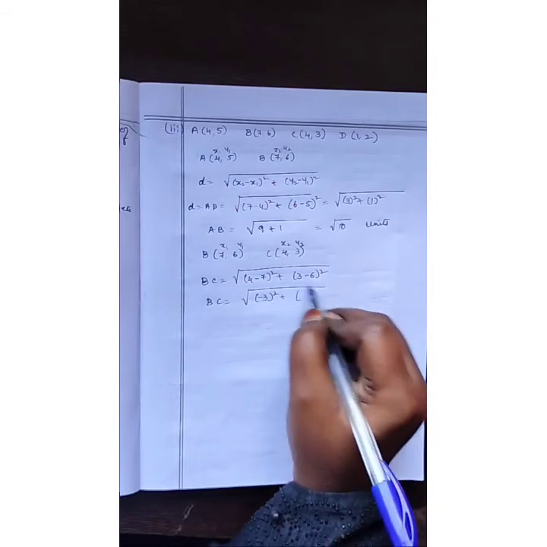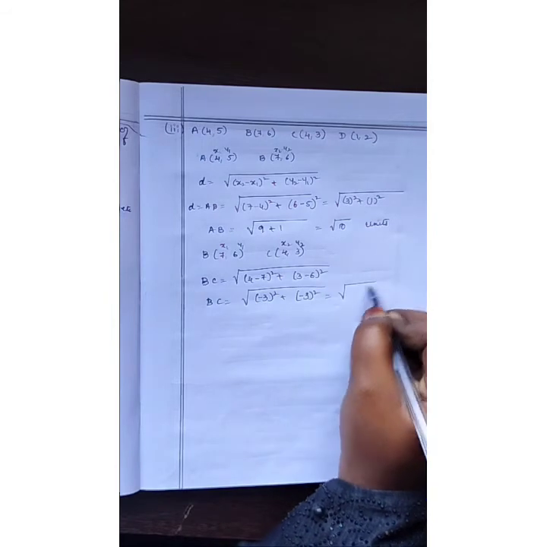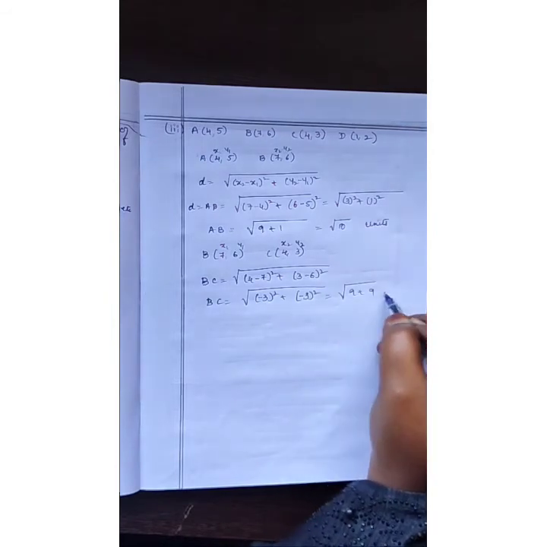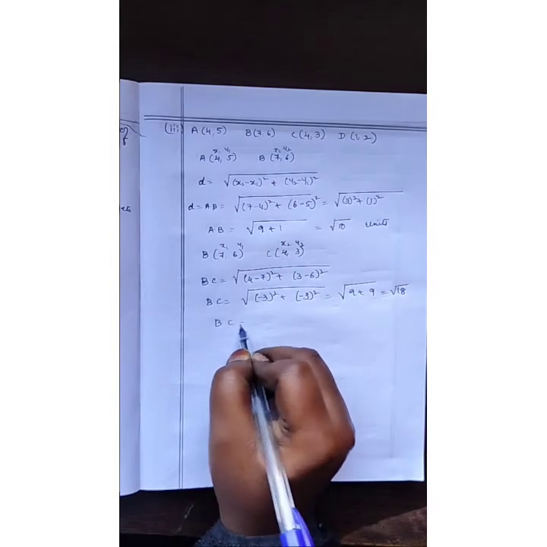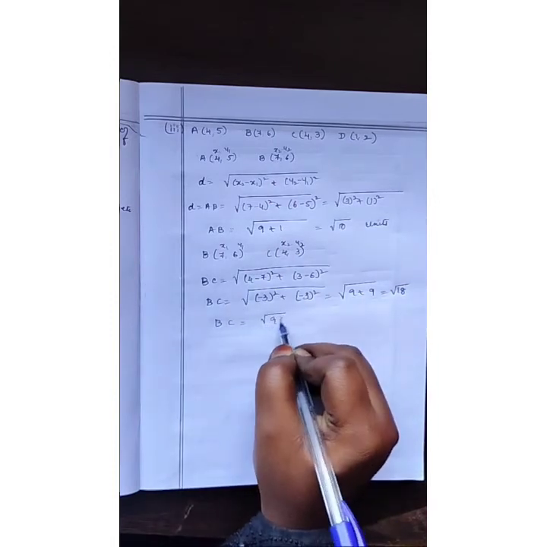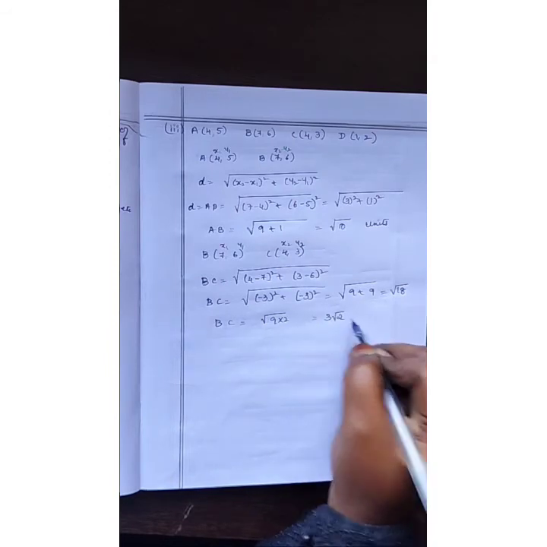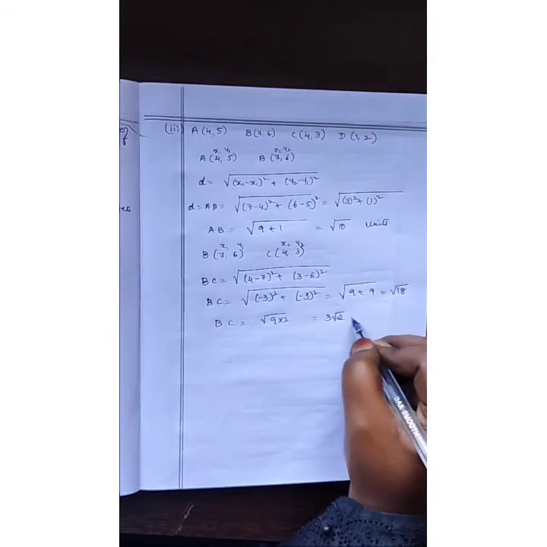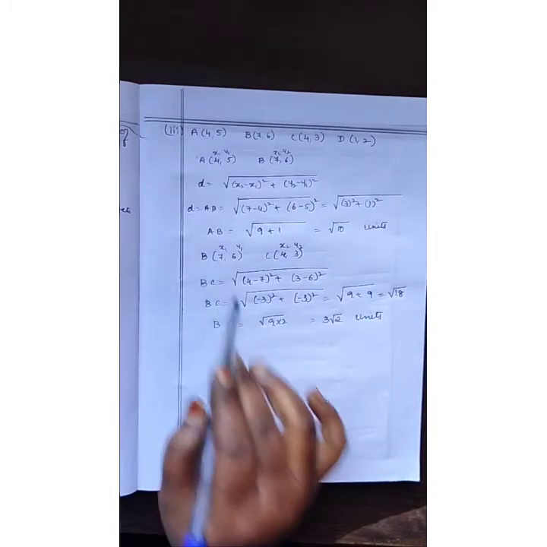6 minus 3, how much will you get? Minus 3. Okay. 3 square is 9. 9 plus 9, how much will you get? 18. Then BC equal to root 18, we can write 9 times 2 is 18. 9 is a perfect square, root of 9 is 3. 3 root 2 we can write. Then BC value is how much? BC equals 3 root 2 units. Now AB distance is over, BC is over.